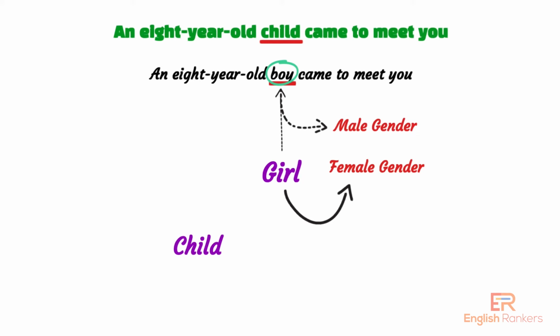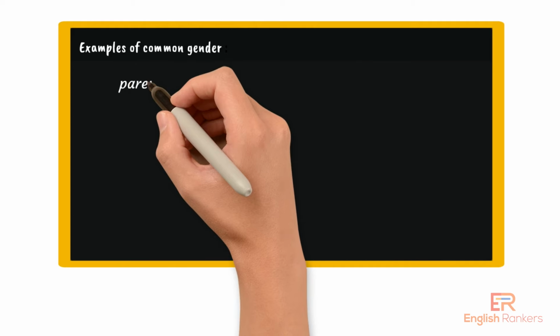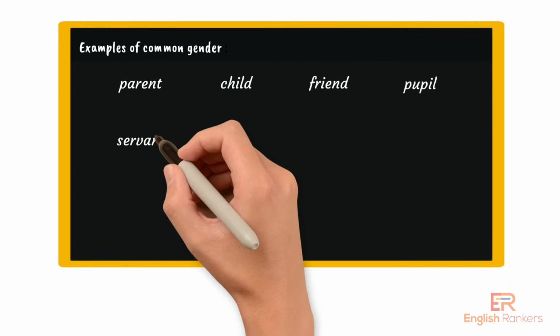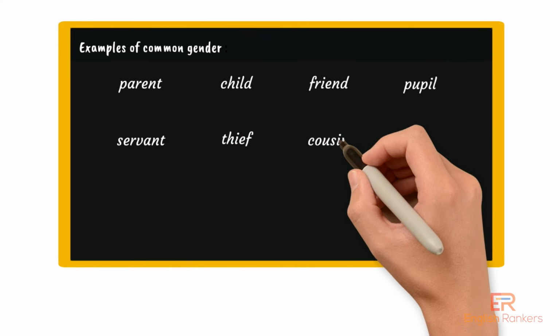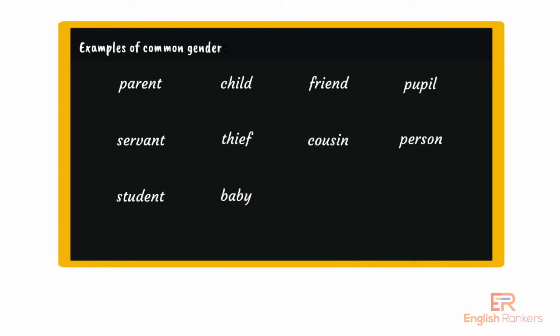What kind of gender does the word child represent? It represents a common gender. A noun that denotes either a male or a female is said to be of the common gender. Examples of common gender include parent, child, friend, pupil, servant, thief, cousin, person, student, baby, neighbor, infant, etc.